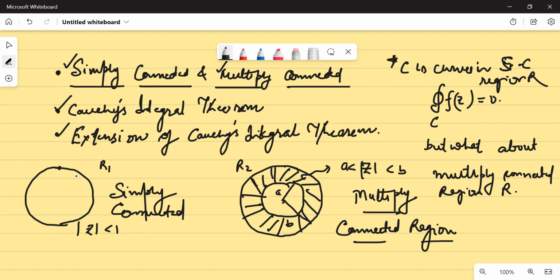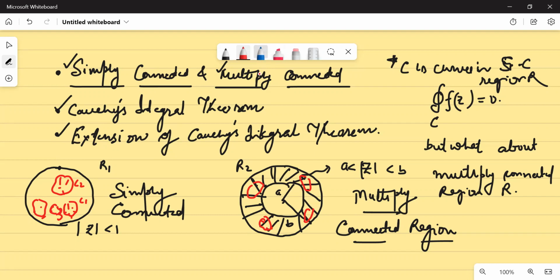For example, this is a simply connected region where every closed curve, any sort of closed curve you make in this particular region, would always converge in this particular region itself. Okay, so if you try to shrink this curve, it will always converge in this region. But what about a multiply connected region? So for example, this is a multiply connected region because see, here you take any closed curve. Let's say this is your closed curve, this is your closed curve, this is your closed curve. No doubt, it converges in the annular region.